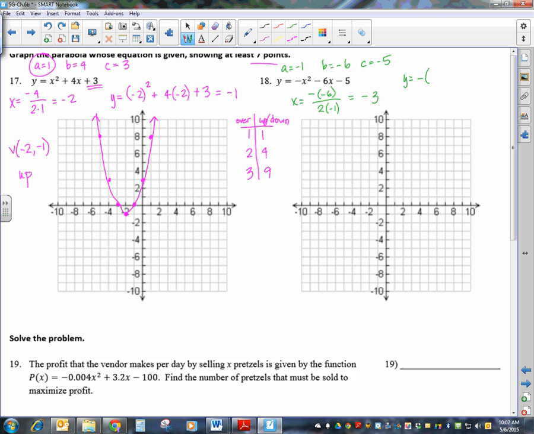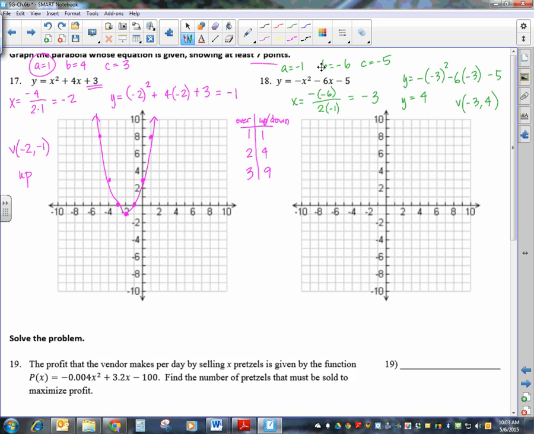Again, whenever you plug in a negative, you got to put parentheses around it. Okay, so inside here is -3. Inside here is -3. So when you simplify that, you're going to get that y is equal to 4. So my vertex is -3, 4.